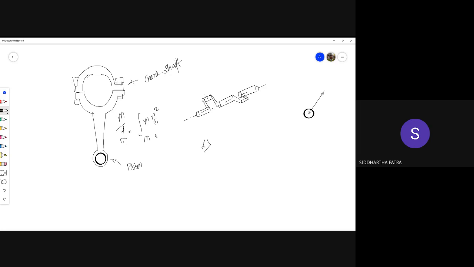So these two quantities are both important to determine that sort of inertia. Mass can be very easily determined, right? You can place it on a weighing scale and get the mass, but it becomes difficult to identify the mass moment of inertia, and that's what we are trying to do here.